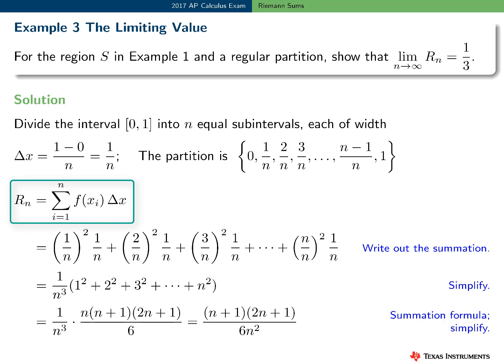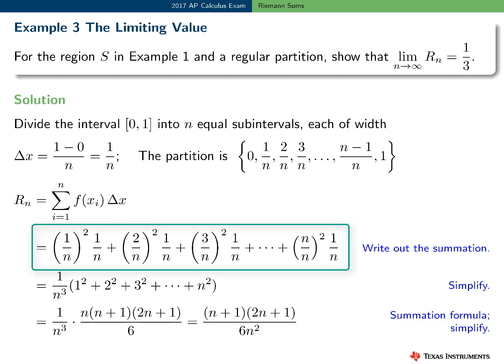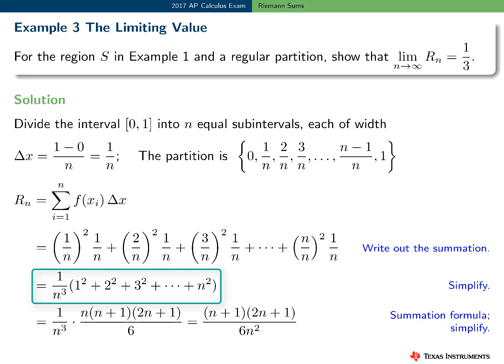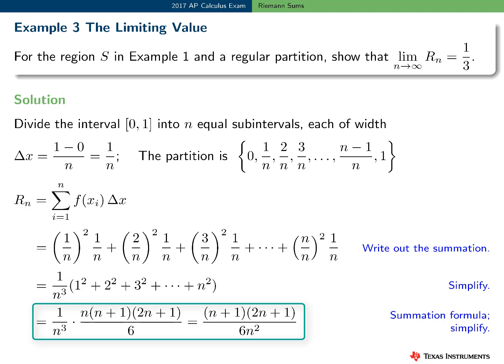Let's start by writing out R sub n and trying to simplify. Here's the expression for R sub n if the partition is regular. In this step, I wrote out the summation and evaluated the function f at the right endpoint of each subinterval. Next, I factored out a 1 divided by n cubed from each term. And then I used one of the common summation formulas and simplified to get this closed form expression. Remember, this is the value of the right Riemann sum for any regular partition, that is, for any value of n.